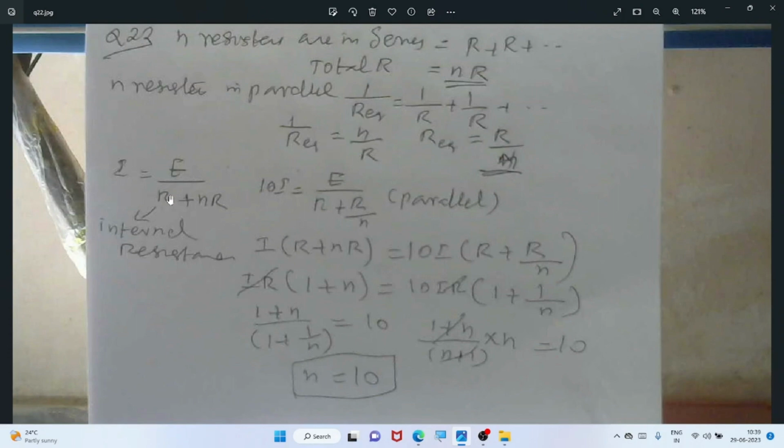Okay. So now in parallel the voltage will remain the same. Voltage equal to current into resistance, V equal to IR. So this is the series case and this is the parallel case. When you solve this equation, we get N equal to 10.